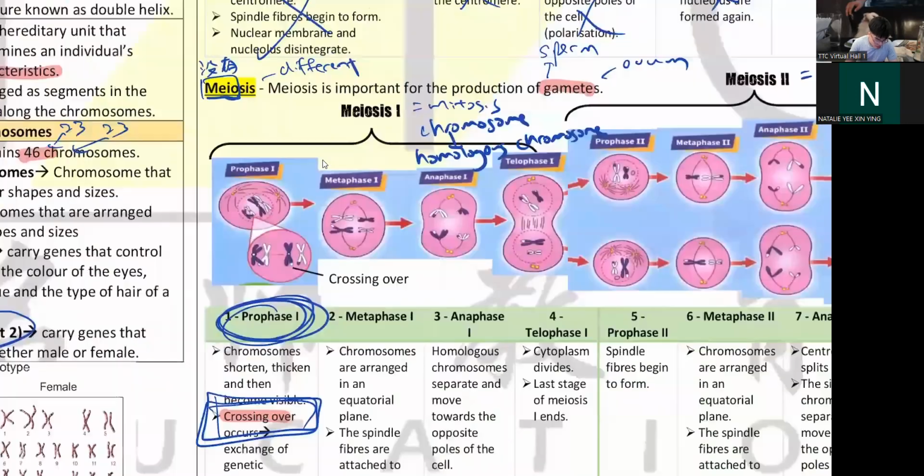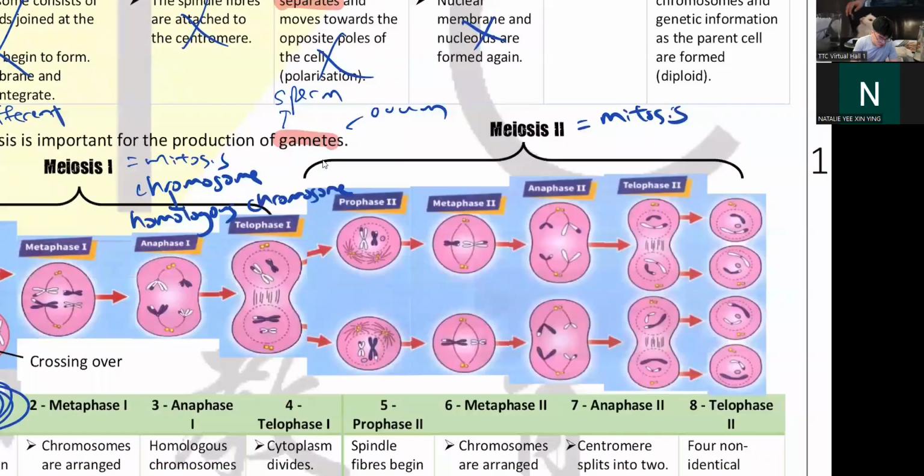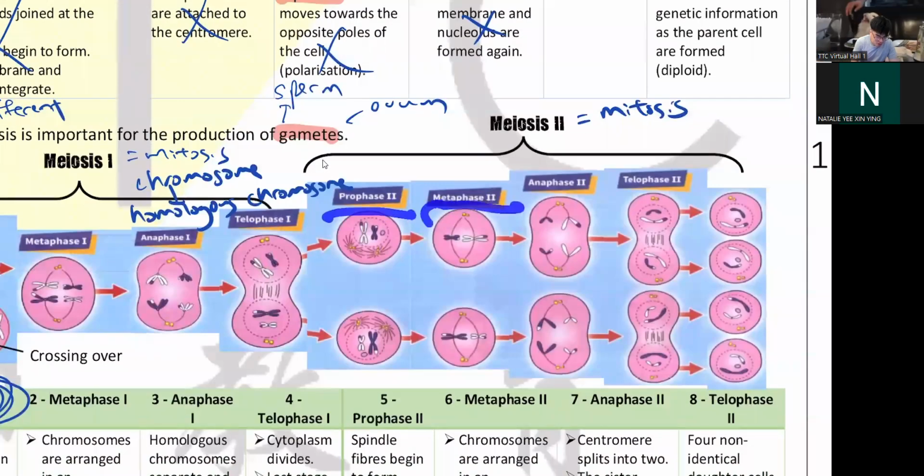All right, and of course, I think I forgot to mention this. So you have PMAT 1: Prophase 1, Metaphase 1, Anaphase 1, Telophase 1, because Pasar Malam, Prime Minister, and so on. And then Prophase 2, Metaphase 2, Anaphase 2, Telophase 2. Same, no?